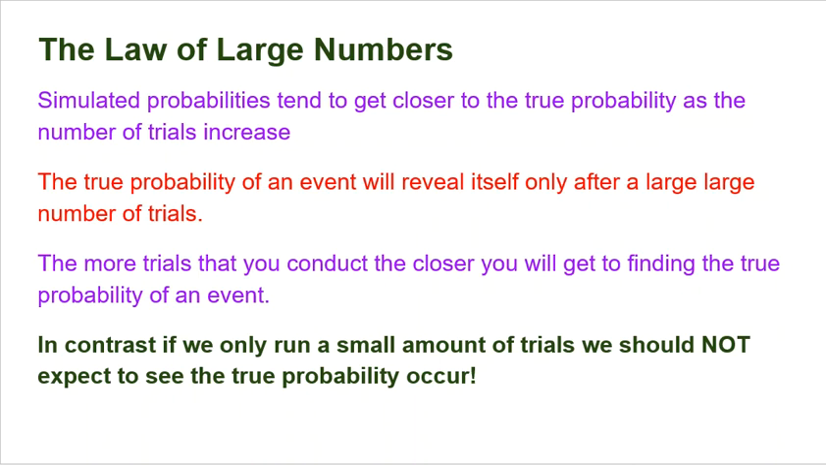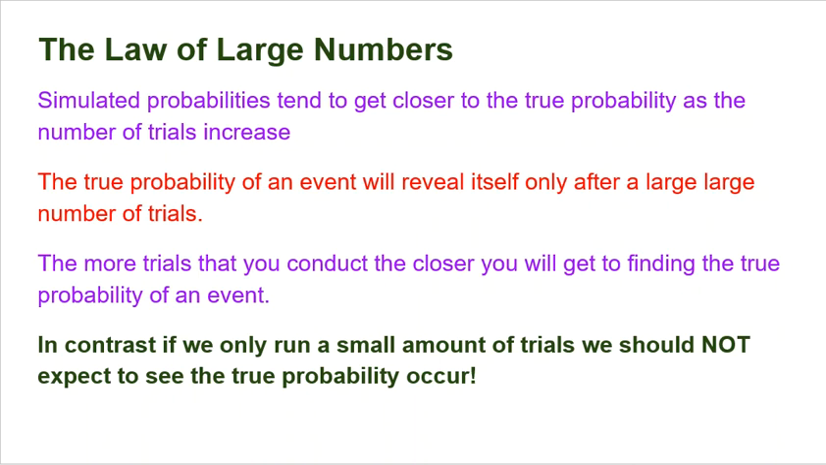All right, now this brings up something really important. It's called the law of large numbers. This is basically what is telling us what probability means. Simulated probabilities will get closer to the true probability as the number of trials increase. In all the examples we did in the previous video, we only did a certain number of trials because I didn't have time to do infinite. So I did 5 or 10 or 6 or whatever. But again, the true probability will never reveal itself until you do a large amount of trials.